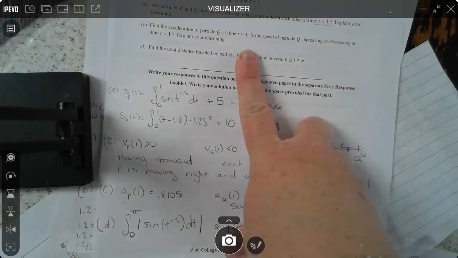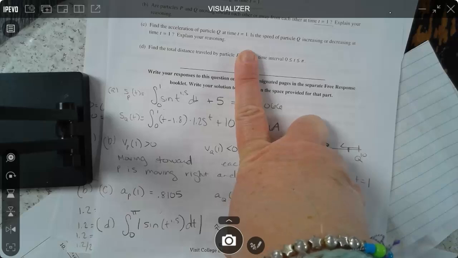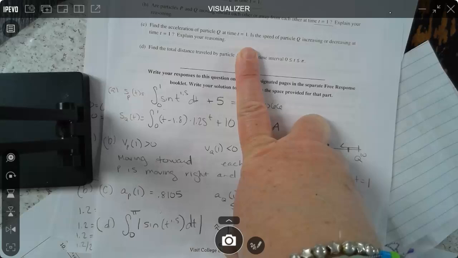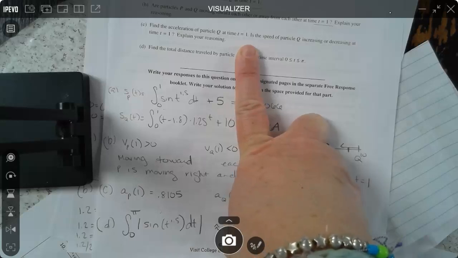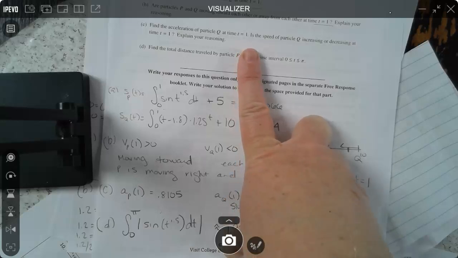Part C, find the acceleration of particle Q at time 1. Is the speed increasing? First of all, how do we tell if speed is increasing or decreasing? Same or different signs. That's right.